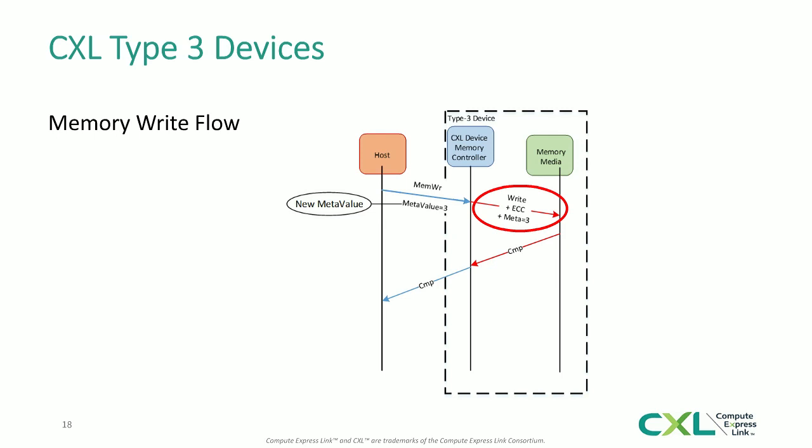So when the memory device receives that, the memory controller will send that out to the media itself as a write operation, typically with some ECC as well, and then include the metadata if it's available and if it's supported. Then the media device, if needed, will send back a completion to the memory controller. And then the CXL memory device will send the completion with no data response back to the host, saying that the write has completed.